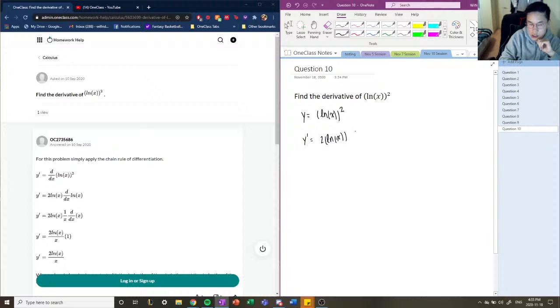2 minus 1 is just 1, right? And then the derivative of the inside function. We know the derivative of ln x is just 1 over x. And that equals 2 ln x over x. So that's the derivative of ln x squared.